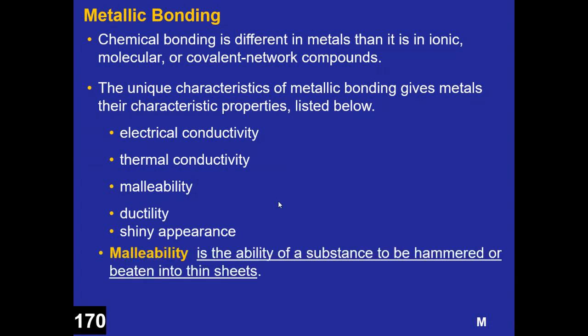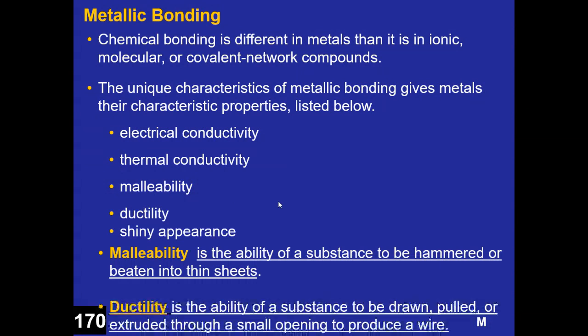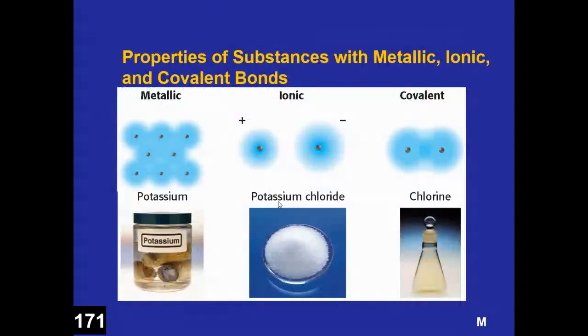All right, so what is malleability? Well, it's the ability of a substance to be hammered, or mallet's another name for hammer, or beaten into thin sheets. And ductility is the ability of a substance to be drawn, pulled, or extruded into small openings. In other words, you can make wire out of it.